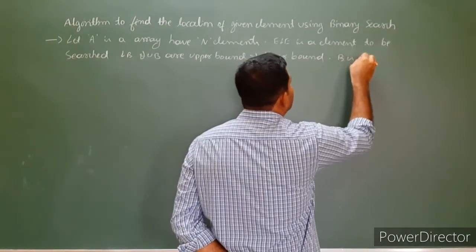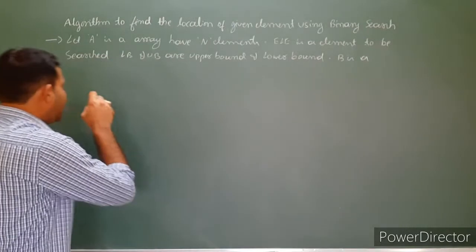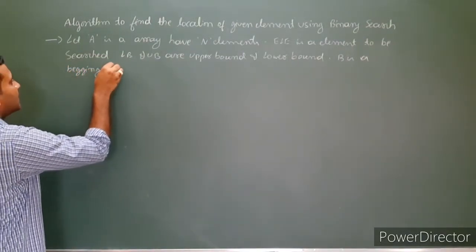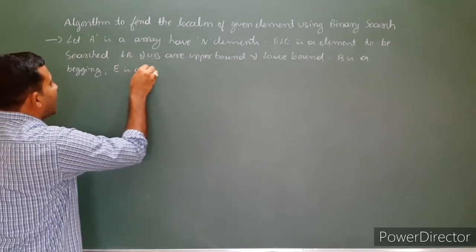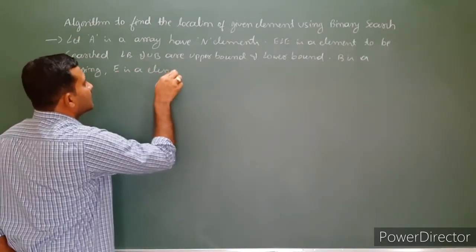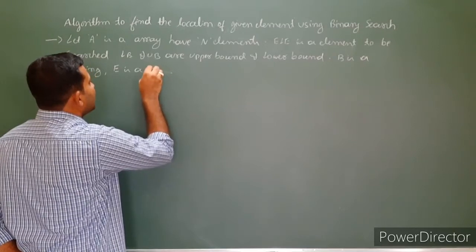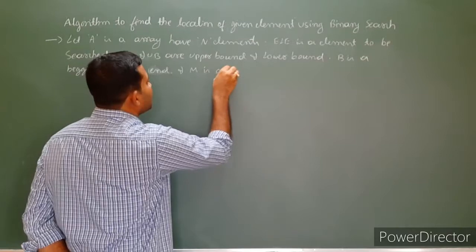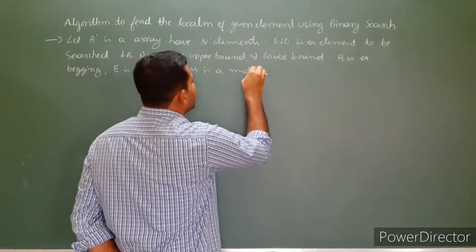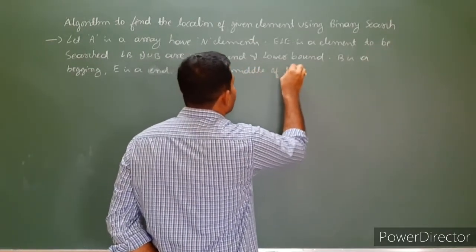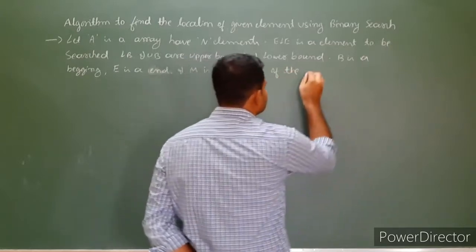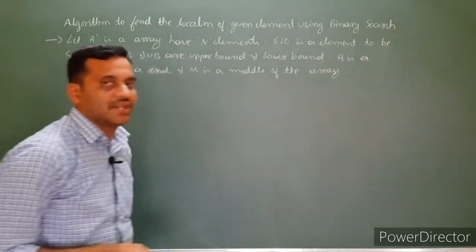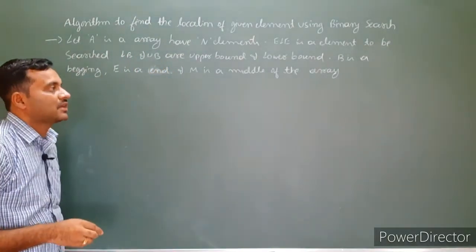B is the beginning of the array, E is the end, and M is the middle of the array.